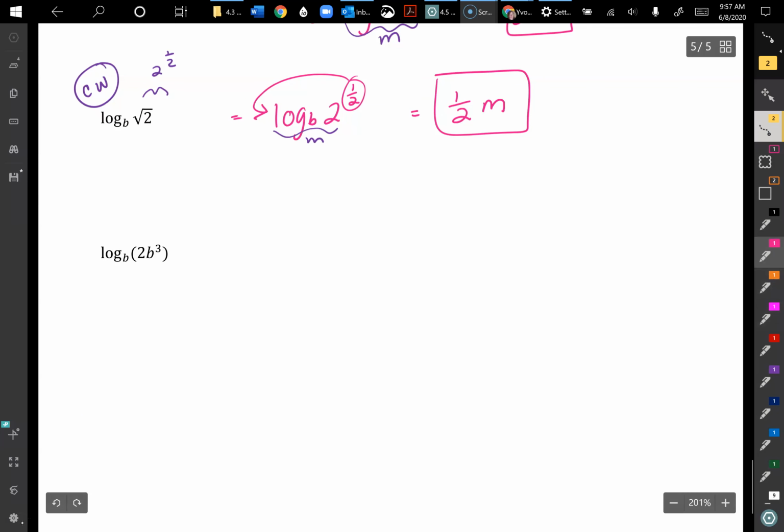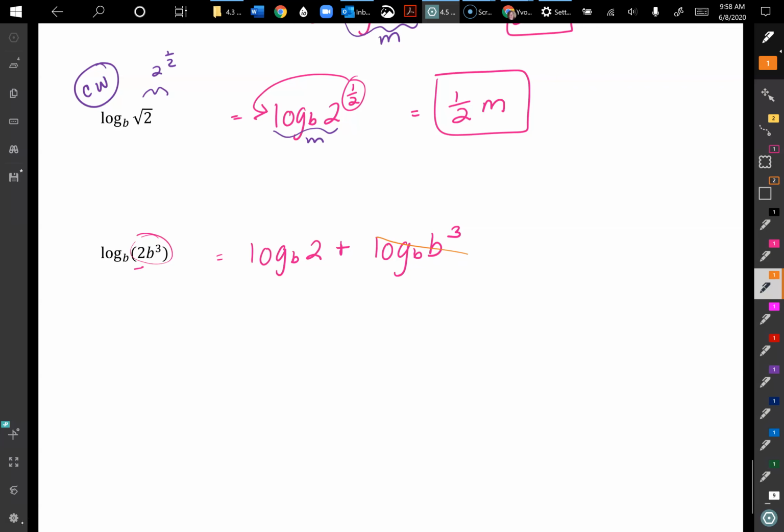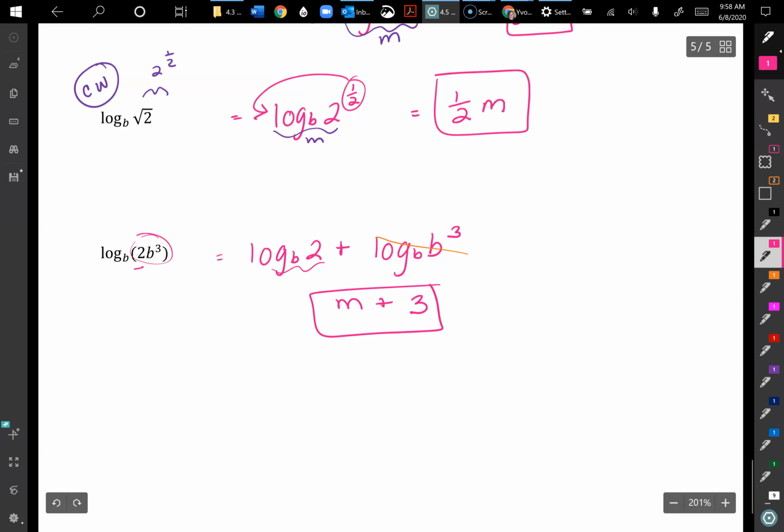Last one, we have log base b of parentheses 2b cubed and parentheses. So we need to split this apart, and we're going to write that as log base b of 2, because that's the first factor. So we're adding because it's a product there. Log base b of b cubed. So that's kind of nice. We would have something equivalent here, so that we can use our property. That just leaves us with 3 here. Log base b of 2 is our m. So our answer is m plus 3.